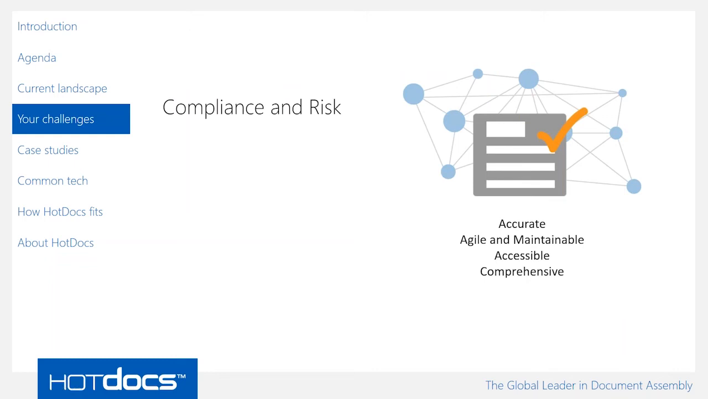So it's all to do with compliance and risk. Document automation and the tool we have is all to do with compliance and risk. How do you make sure the documents you produce are accurate? They contain all the right style and the right format, but more importantly, the right content, the right wording to make them accurate to what you need to put them in.